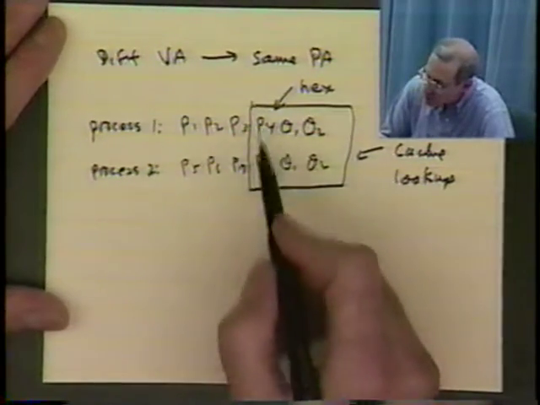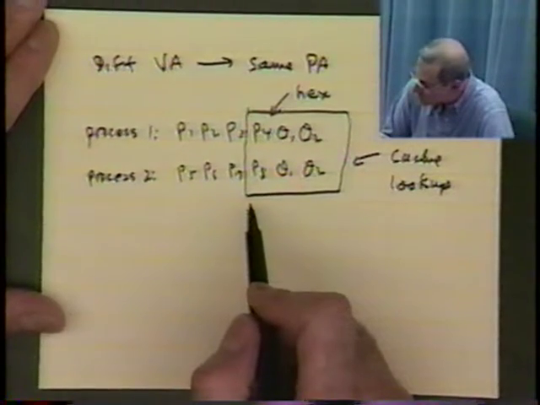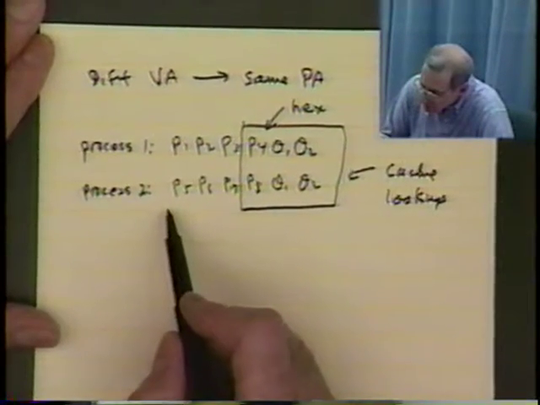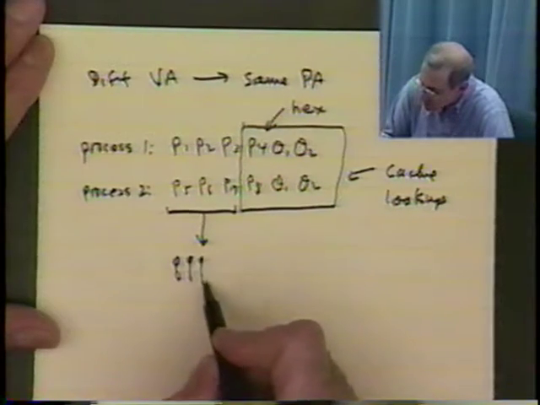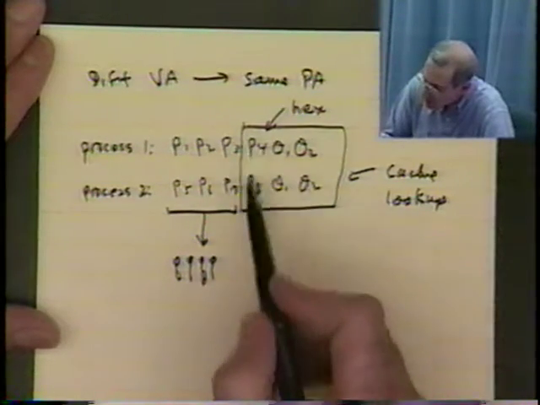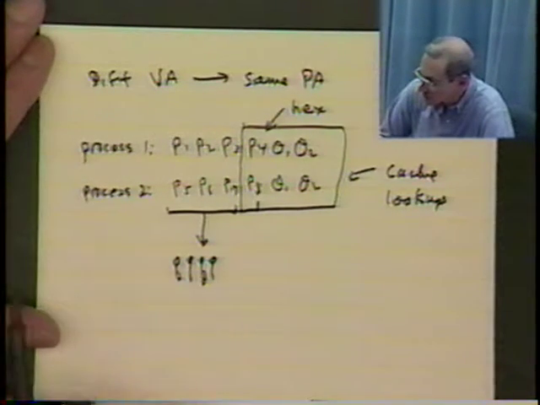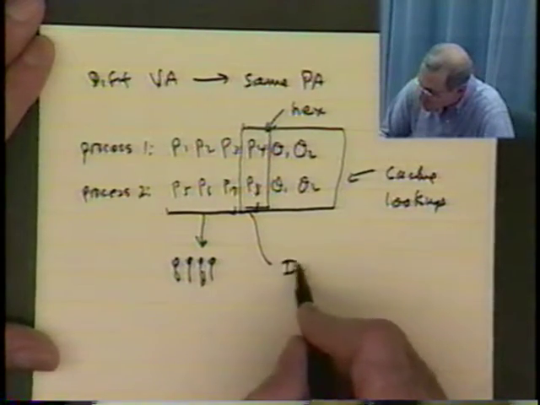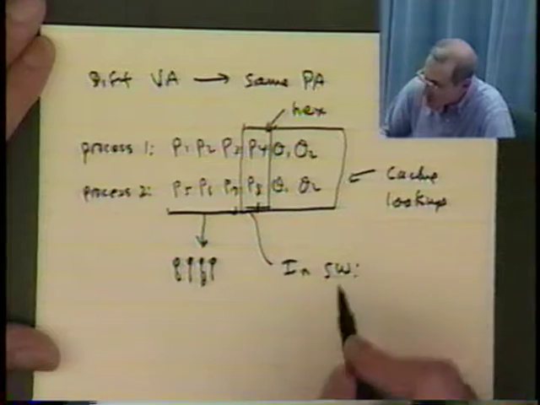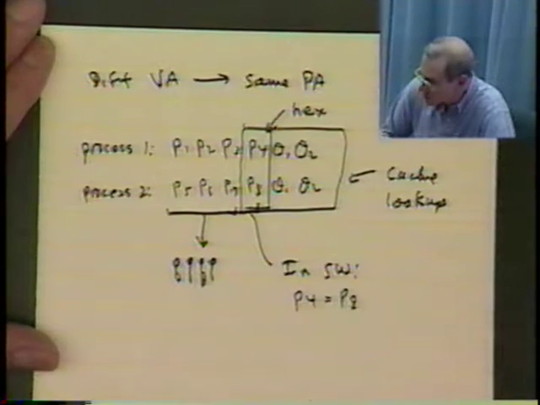Well, if you allow those 2 virtual addresses, then in fact they're never going to be able to reference the same data. Even if you made this translation all mapped to the same physical page, there's a problem because these will go to different sets in the cache. Well, one way to deal with that is to, in software, assign virtual addresses so that P4 and P8 are the same.